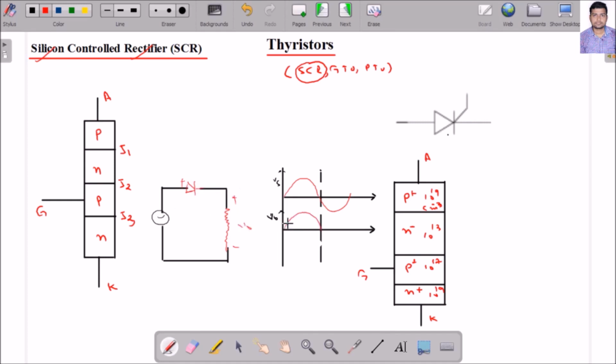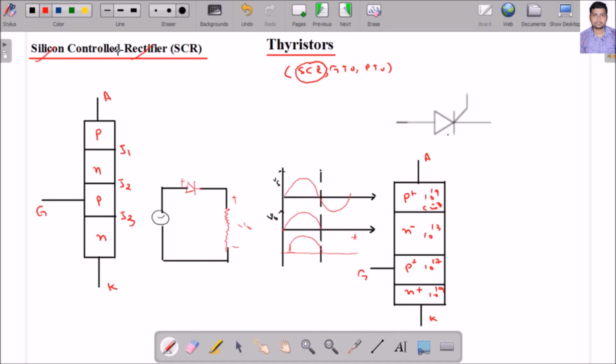So the instant of conduction cannot be controlled in a diode. At t equal to 0, the voltage is positive, so the diode is conducting. But in case of a thyristor, the instant of conduction can be controlled. Suppose in place of the diode I am using a thyristor, and I want the voltage to start at this point only, then the instant of conduction can be controlled. We will discuss this in controlled rectifiers in the coming classes.